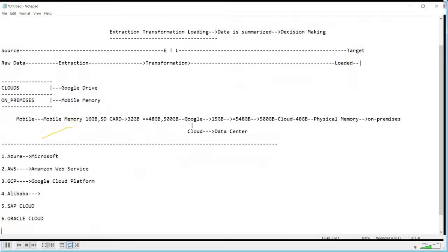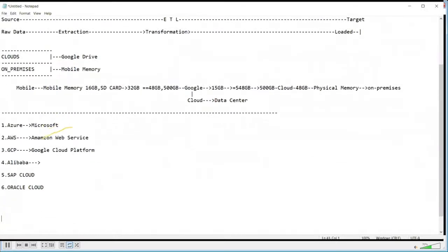Now, these cloud services are basically classified or divided into three categories. What is the first one? It is called IaaS. IaaS stands for Infrastructure.